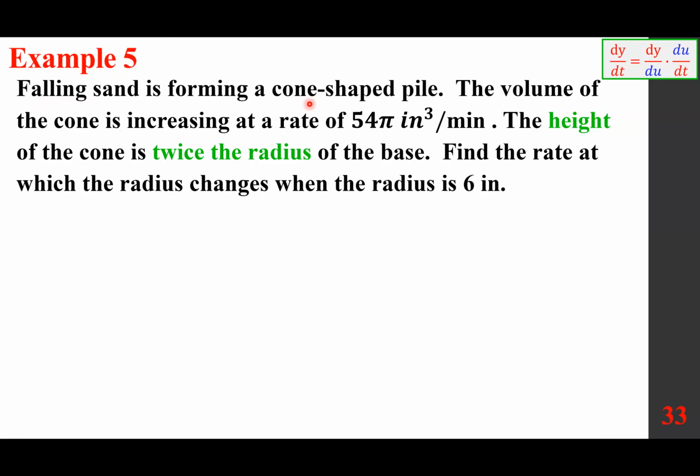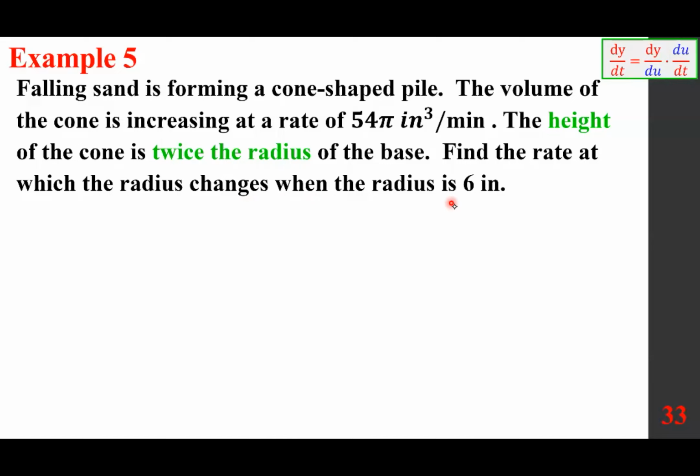Falling sand is forming a cone-shaped pile. The volume of the cone is increasing at a rate of 54 pi cubic inches per minute. The height of the cone is twice the radius of the base. Find the rate at which the radius changes when the radius is 6 inches.